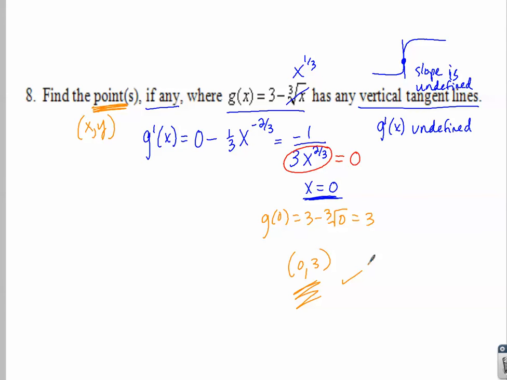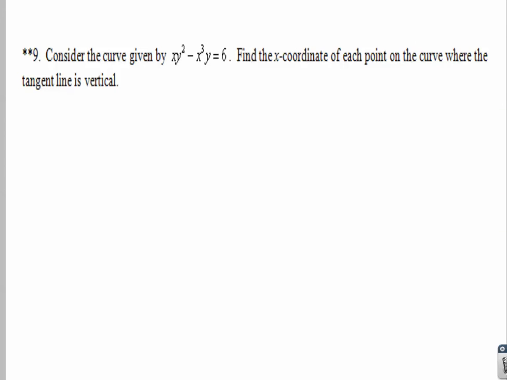Now really, I was just warming you up for this one. This was from an AP exam where it says, consider this curve. Find the x-coordinate, so we don't need the whole point, just the x-coordinate of each point, perhaps there's more than one, on the curve where the tangent line is vertical. So again, think to yourself, that's where the derivative is undefined. So we need a derivative. If I have x's and y's, that means I need dy dx.